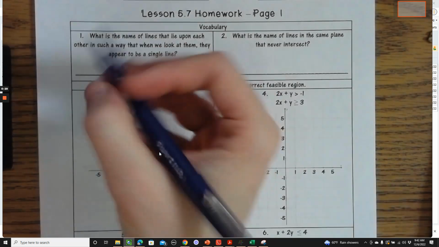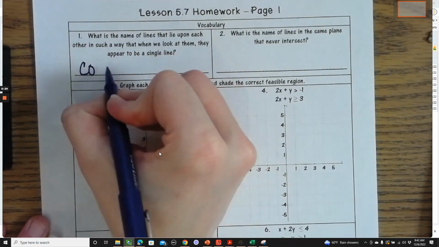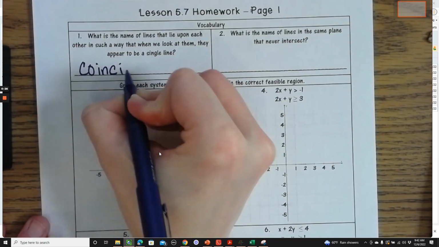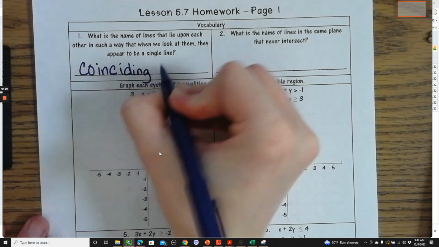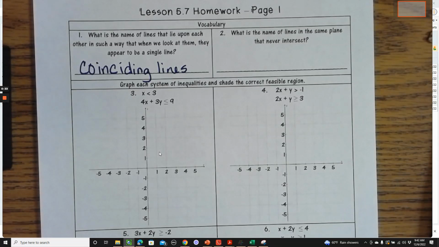When we have infinite solutions, those lines are called coinciding lines. It's more of a fun fact than a vocab word. So when it's the same line, they're sitting on top of each other, it's called coinciding lines.